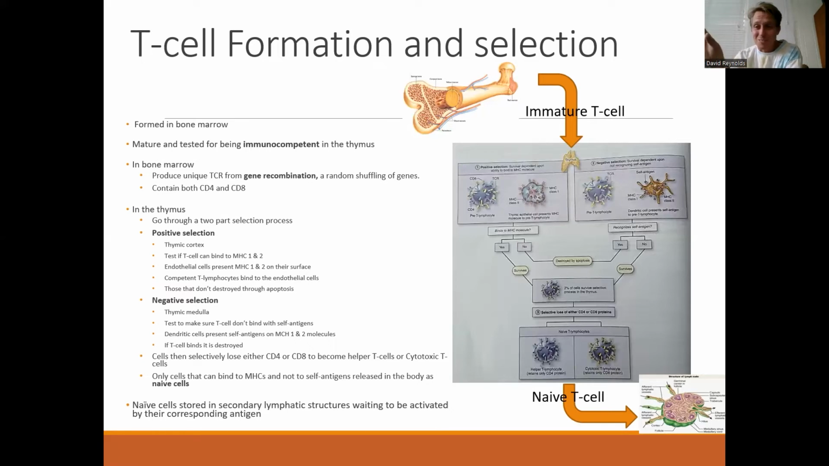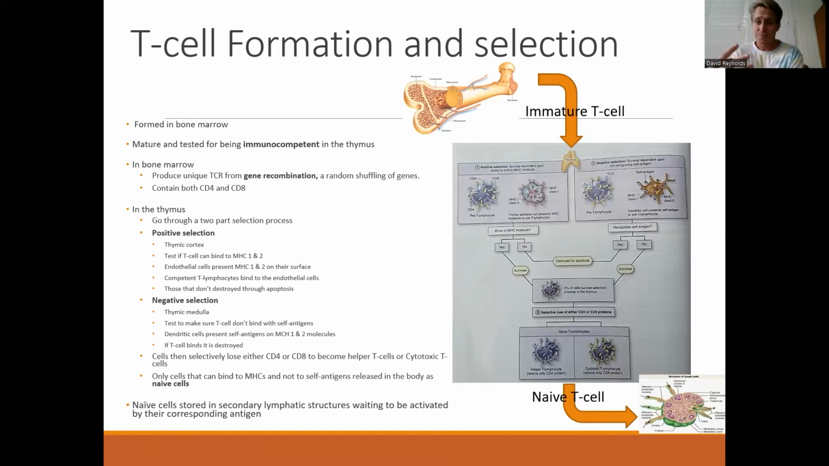You're just making a bunch of different types of receptors, and hopefully they're not going to attack the own body, and that they will attack something else. All right, so random process of just random reorganization of the gene that makes up the TCR. TCR. I had it right the first time. All right, so that is gene recombination.